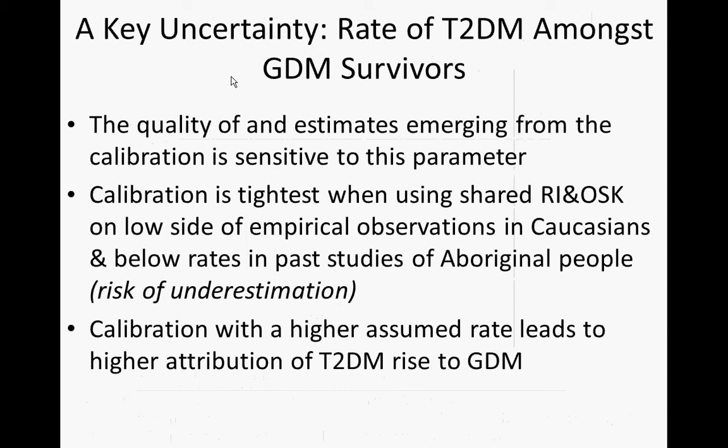A key uncertainty here that emerged in the calibration process, sensitivity analysis associated with it, is the rate of type 2 diabetes amongst gestational diabetes survivors. That is, among women who have gone through a bout of gestational diabetes, what's their likelihood on a per-year basis of developing type 2 diabetes? We have estimates from the literature for larger scale populations for Canada, but they don't take into account certain considerations that seem to bear particularly adversely on our Aboriginal population. And our understanding of this parameter has a disproportionate impact on the outcomes of the model going forward and in terms of intervention gain.